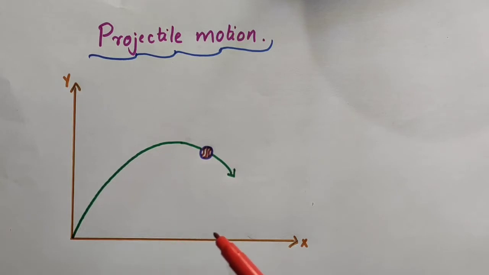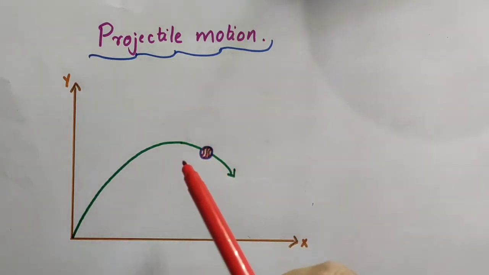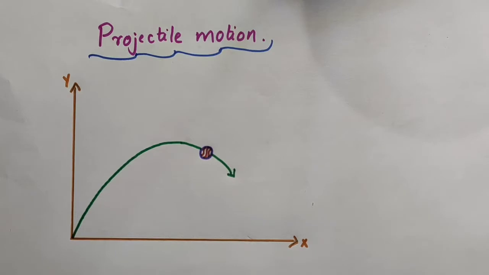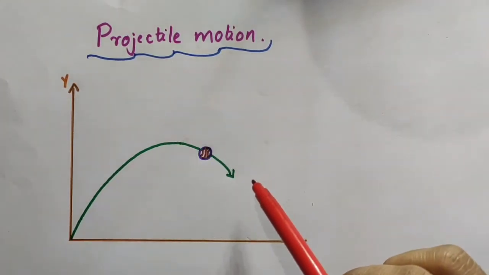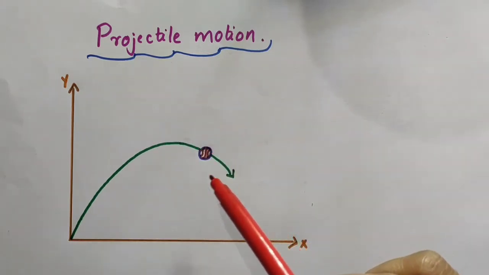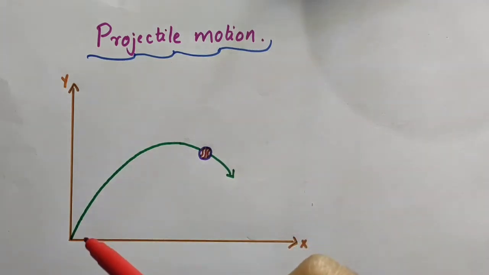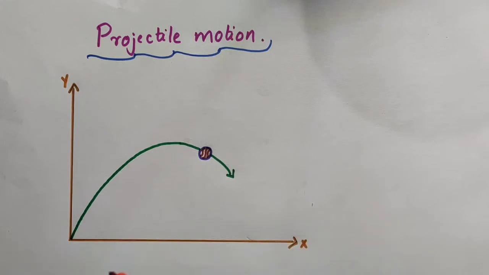The horizontal and the vertical components of this projectile motion are independent. Here we have considered the motion of a cricket ball. This cricket ball moves along a curved path in this xy plane, and it is an example of projectile motion. We know that there will be one horizontal component of this motion and one vertical component of this motion. They are actually independent.